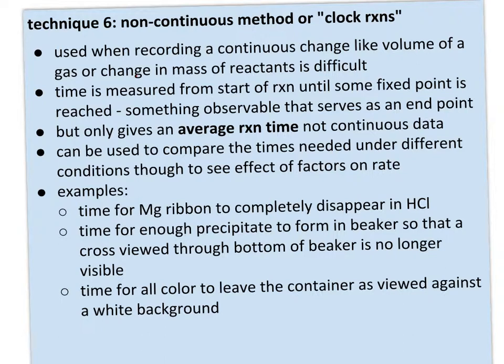For example, if you want to watch for the complete time for magnesium ribbon to completely disappear in HCl, or if you're watching for enough time for precipitate to form in a beaker and you put a cross on the bottom, and when that's all covered up, you're like, boom, that's the end point. Or time for all the color to leave the container viewed against a white background. So a time you might use this is if you're changing a variable and you want to see if it affects the reaction time. You maybe don't need to have continuous data. You just want to know, did it make the reaction faster or slower? So you can watch for this endpoint to be reached and see if it took more or less time.